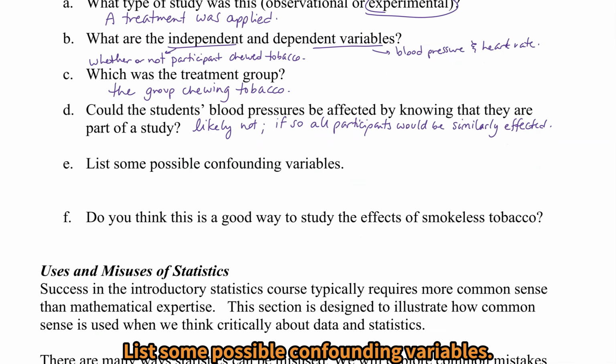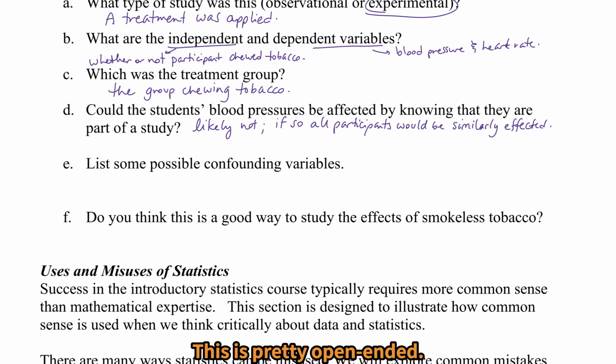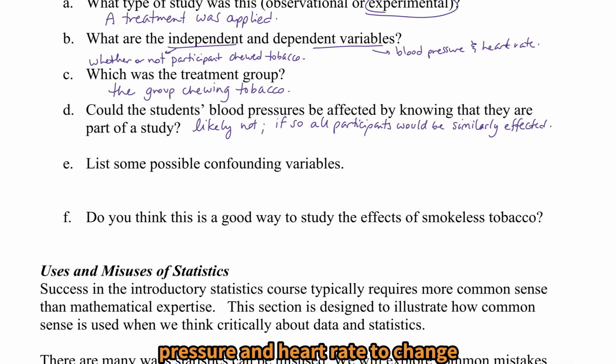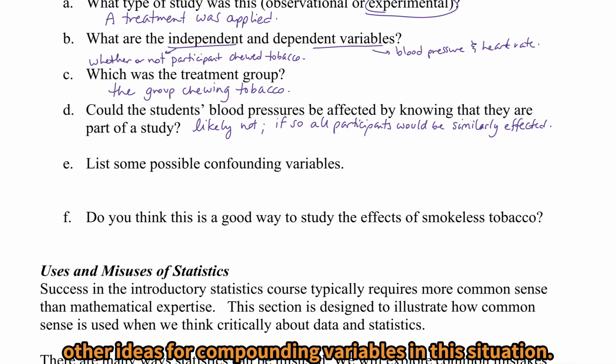List some possible confounding variables. This is pretty open-ended. What could be something that would cause blood pressure and heart rate to change in a 20-minute time frame? I'm going to list out some things that previous classes came up with, but if you have other results, I would love to hear about them. Other ideas for confounding variables in this situation.